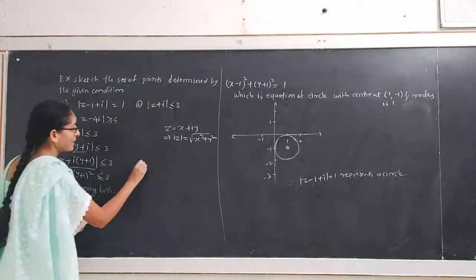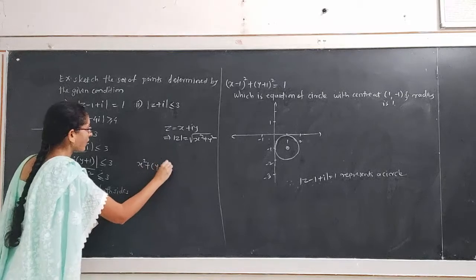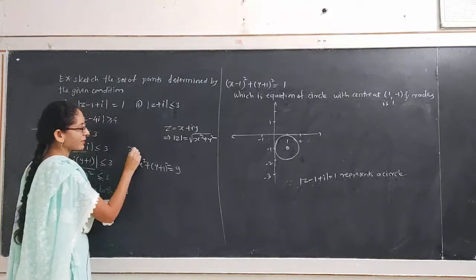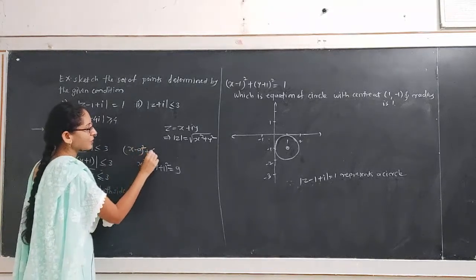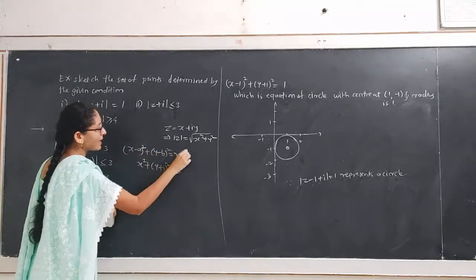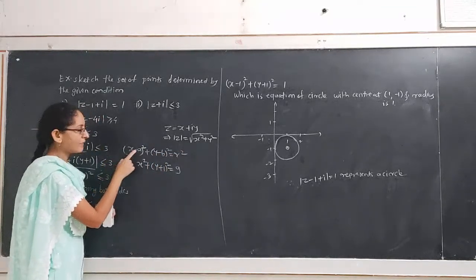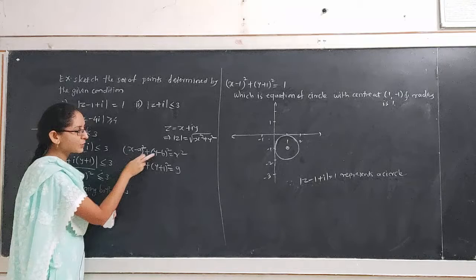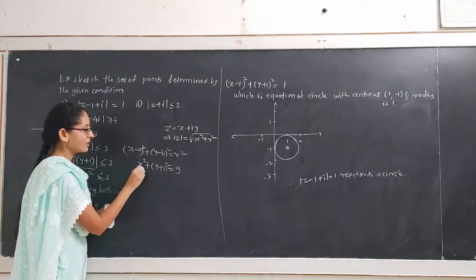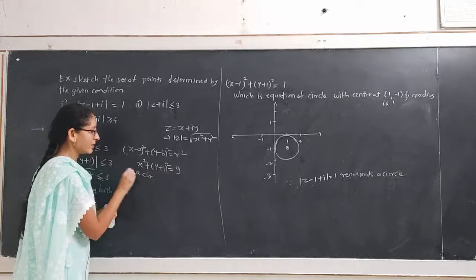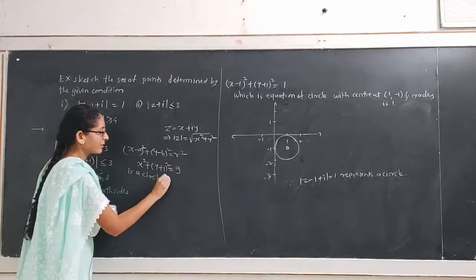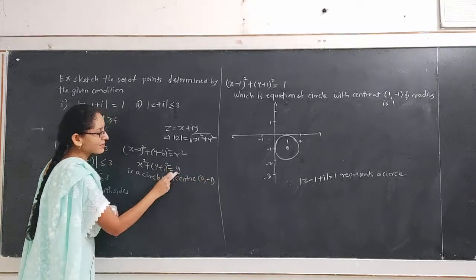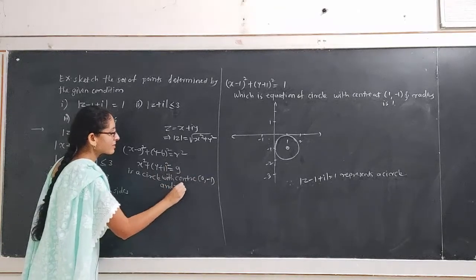We know that x square plus y plus 1 square equal to 9 is a circle, because the general equation of a circle having center at (a, b) is x minus a square plus y minus b square equal to r square, with radius r. After comparing this equation with this, we get the value of a as 0 and the value of b as minus 1. Therefore, this is a circle with center at (0, minus 1) and radius 3.